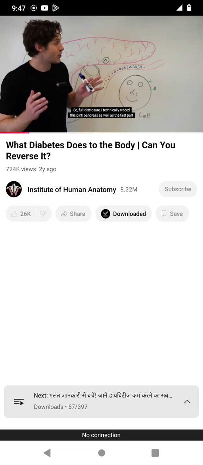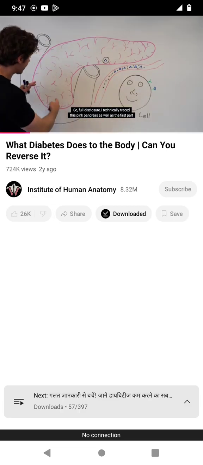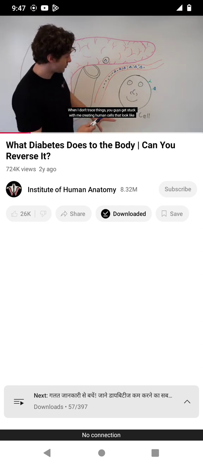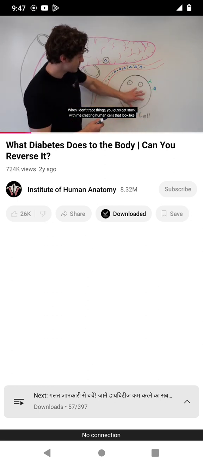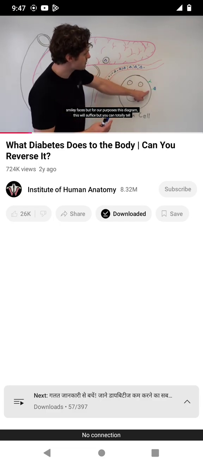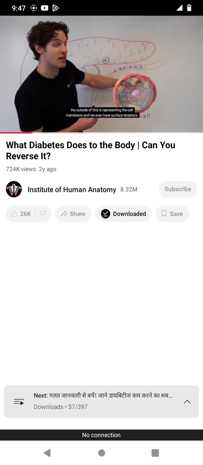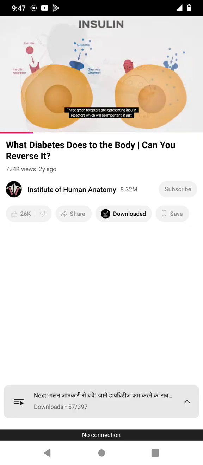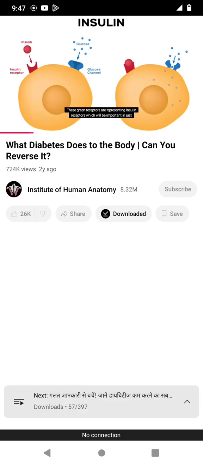So full disclosure, I technically traced this pink pancreas as well as the first part of the small intestine. When I don't trace things, you guys get stuck with me creating human cells that look like smiley faces, but for our purposes in this diagram, this will suffice. You can totally tell the outside of this is representing the cell membrane, and we even have surface receptors here. These green receptors are representing insulin receptors, which will be important in just a second.